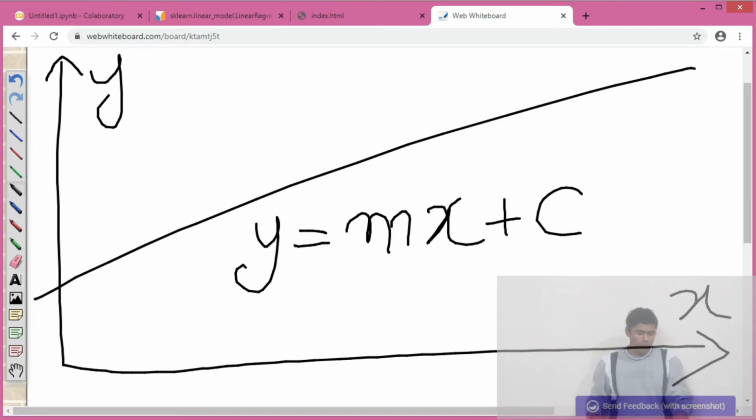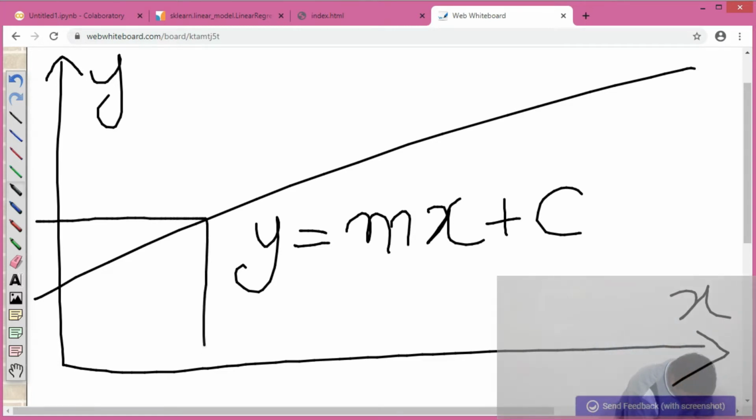Now, if you are not really familiar with this, don't worry. It's a pretty simple equation. I'll explain what it is. So, for any point, let's say something like this. So this is a point. The point here is this exact point on the line.